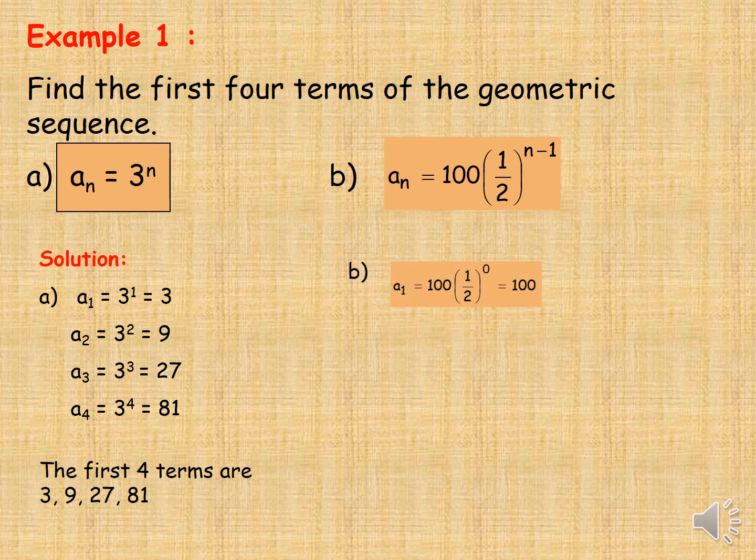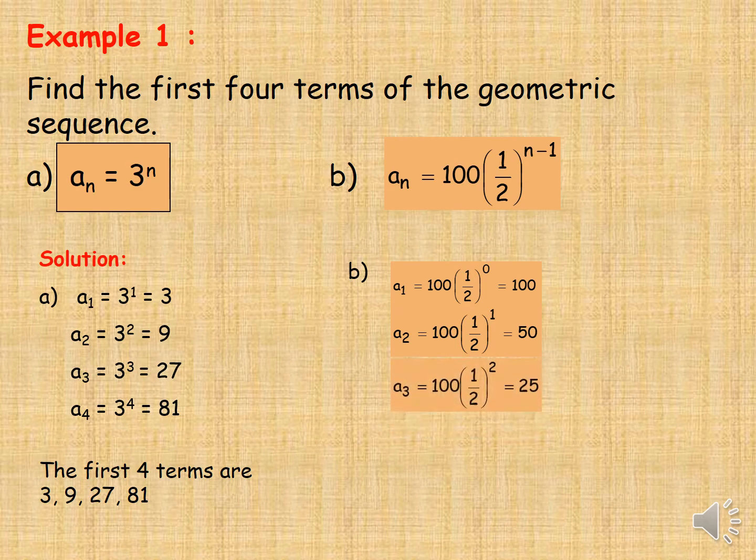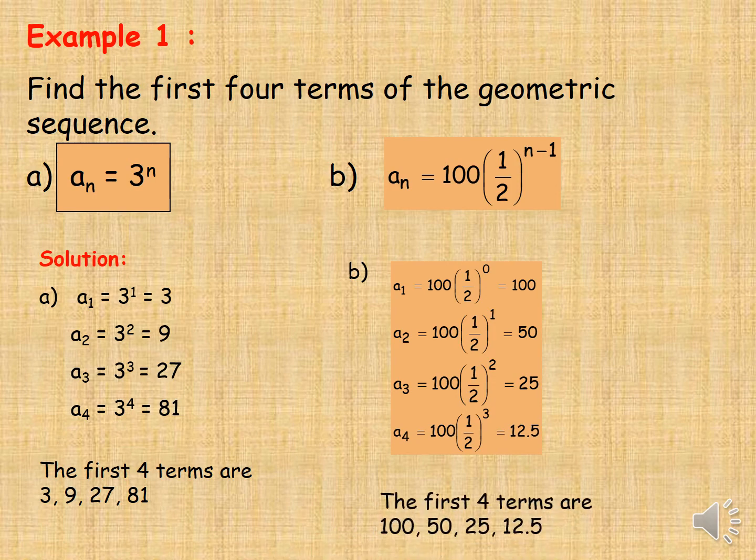Same with B. Replace n in the formula with integers from 1 to 4. A1, 100. A2, 50. A3, 25. A4, 12.5. The first four terms are 100, 50, 25 and 12.5.